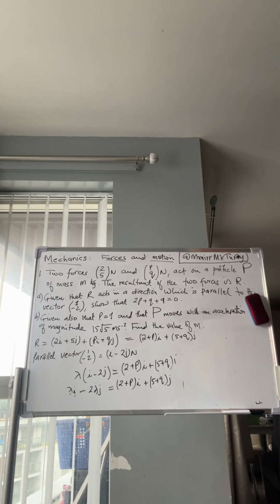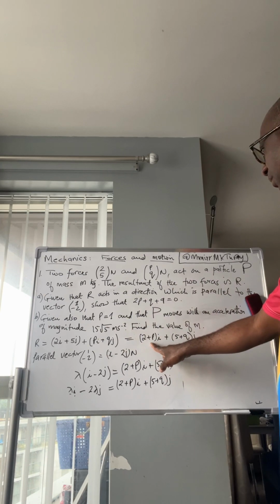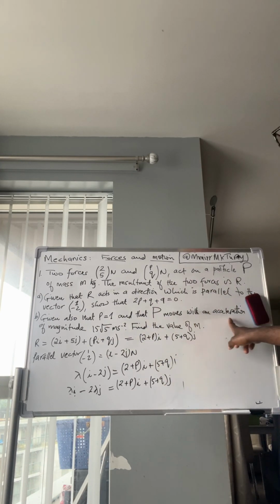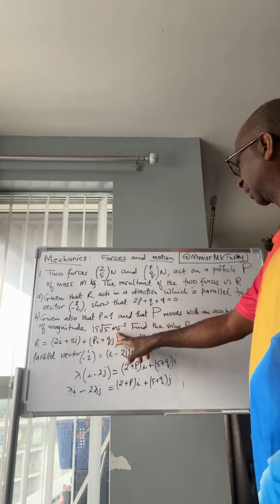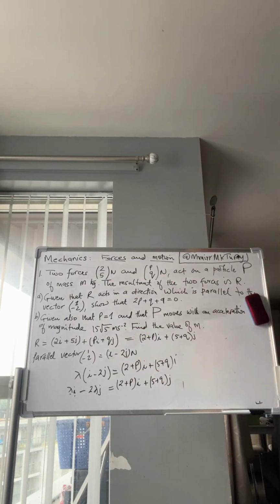Find the value of M. Okay. Now we are told P is 1 and P moves with an acceleration of magnitude this. We are asked to find the mass of this particle.